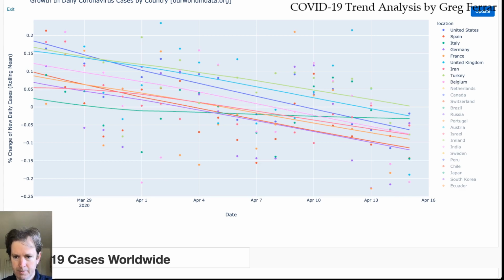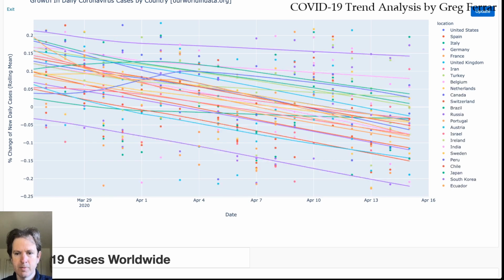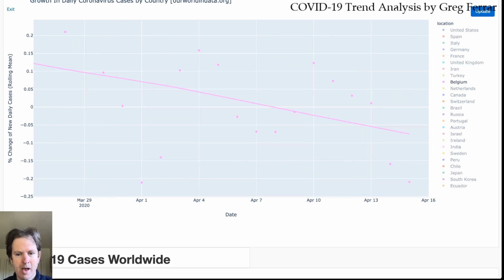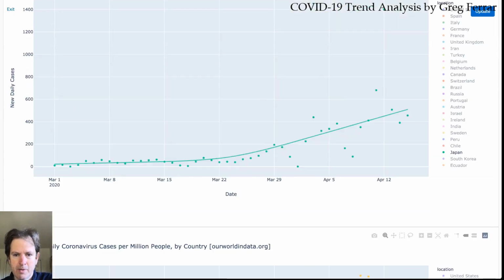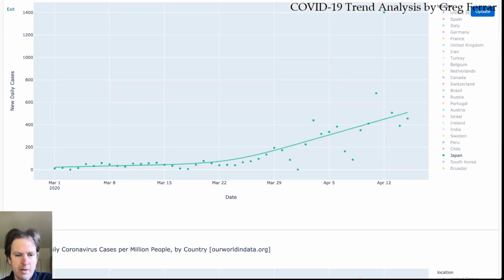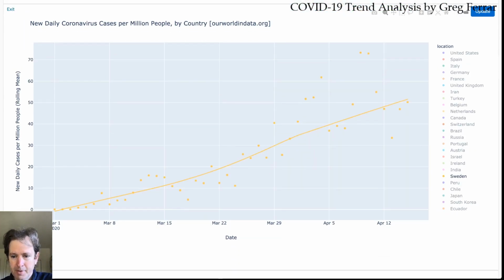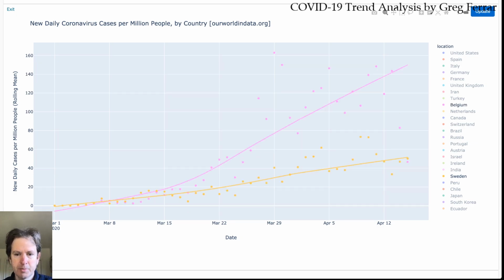Belgium, interesting. Given how many cases they've had per capita, and how they're dominating that per capita graph, or at least they're this major player in the per capita graph, it is surprising to me, and they're in the top 10. A little surprising to see that the trend line claims they've turned the corner.